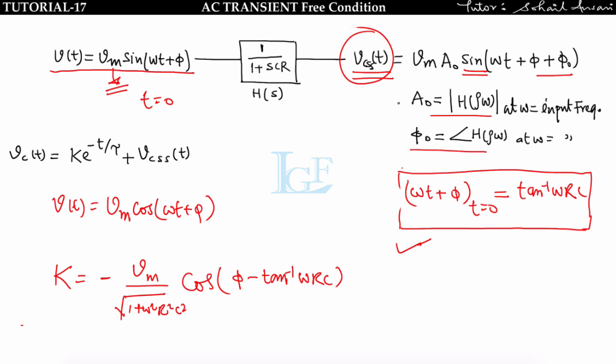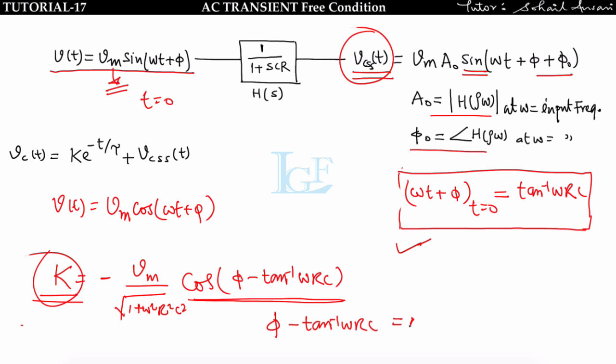Same procedure, using the same steps. Now you have to make k equal to 0. In order to make k equal to 0, you have to make this cosine term equal to 0. So finally you will get phi minus tan inverse omega RC equal to pi by 2, since cos will be 0 at pi by 2. So phi is equal to tan inverse omega RC plus pi by 2. This is the condition when you give the supply Vm cos(omega t plus phi).